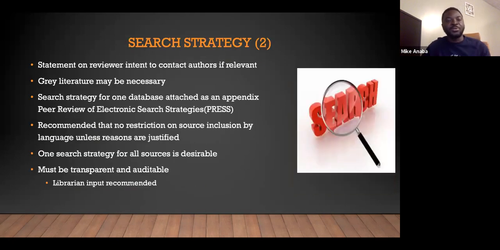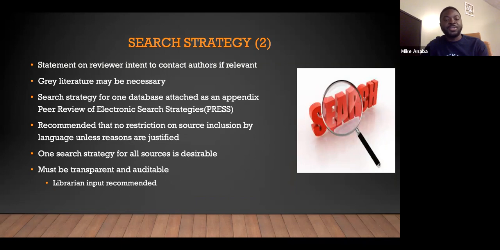Statement on reviewer intent to contact authors if relevant. So if you feel at a point where you need further information or clarification about certain things that you cannot readily find on the internet, and you want to contact the authors, it's very important that you indicate that in your protocol.